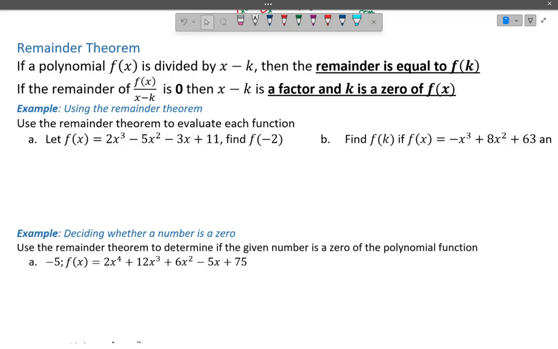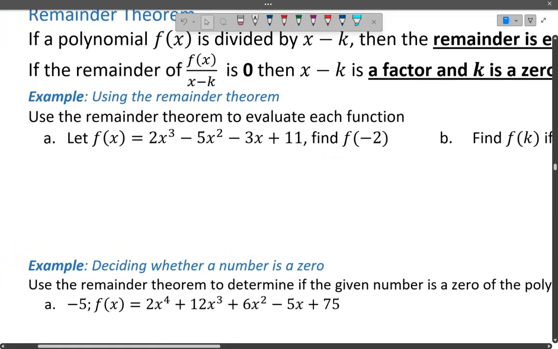So this is going to be very important for our next unit, identifying if and when the remainder of the synthetic division is 0. And this is how we will factor our higher degree polynomials. So first thing we're going to do is use the remainder theorem to evaluate the function. So we're going to evaluate f of negative 2.